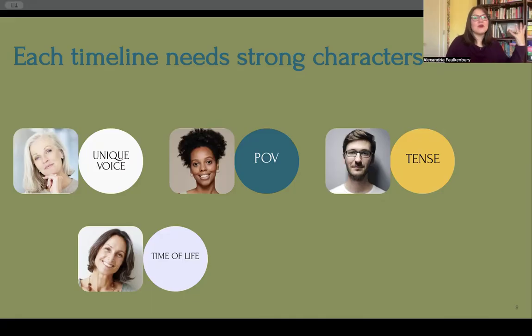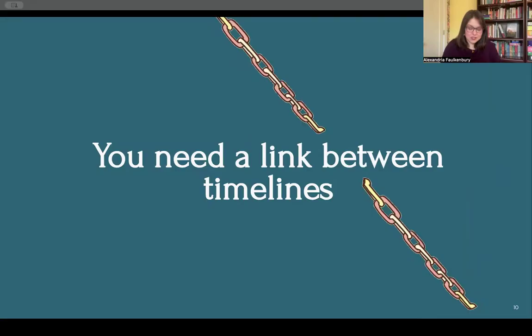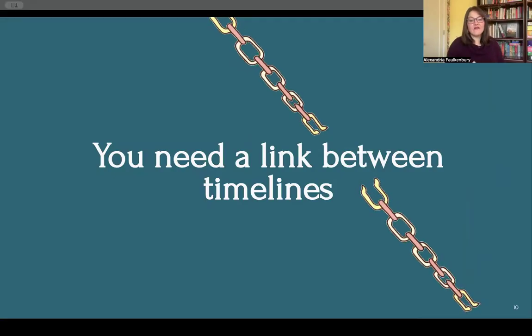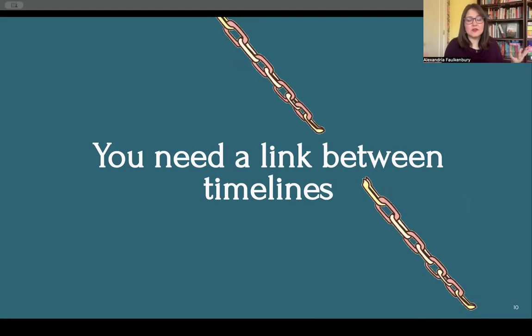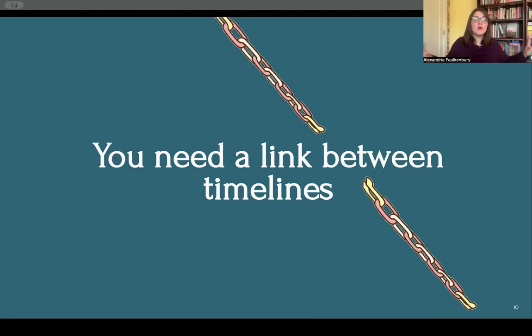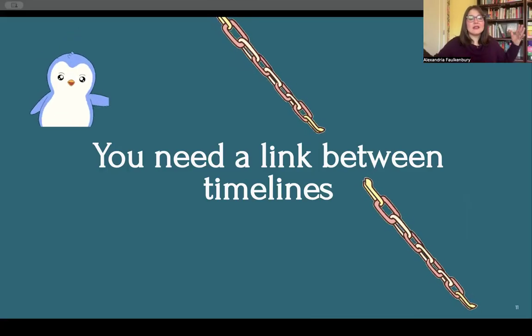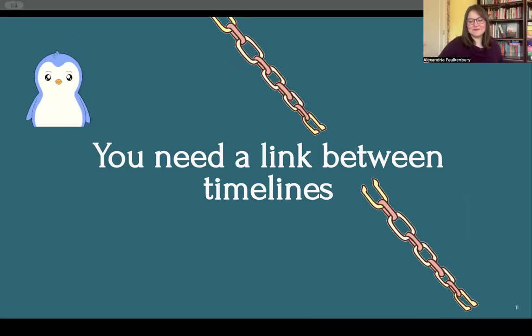Okay, so we want to have a unique arc in each timeline, and those unique arcs need strong characters to hold them up. What else have we got? We need a link between the timelines, obviously. In my story, Teresa and Alice are mother and daughter. So there's a very clear link there, and they're in the same place, they're in the same cult. But there are lots of ways you can find these links. There's plenty of dual timeline stories where the characters never meet each other, so they don't have to be connected in that way. So I would say, yes, you do need a link between your timelines, and that was something that I did do right from the start.